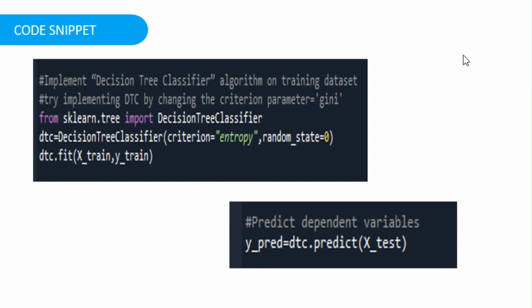As usual, I have included a code snippet for your fast revision, and before ending, I want you to try implementing the decision tree classifier by changing the criterion parameter to Gini index, and observe the results on the same dataset. You can pause your video here and take a screenshot of the same for your future reference.